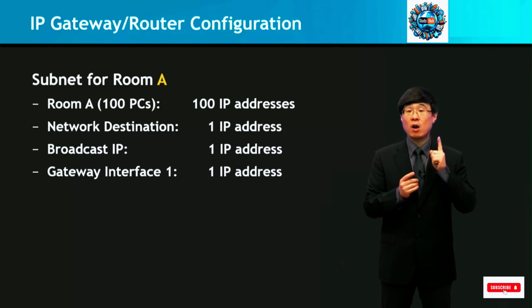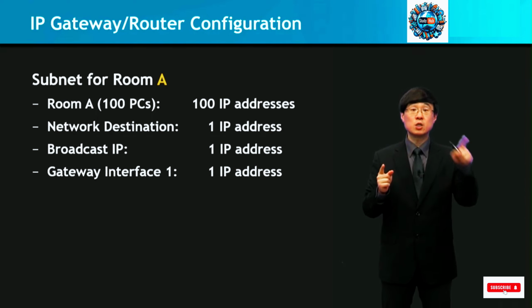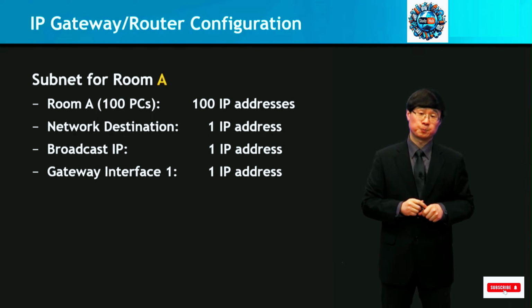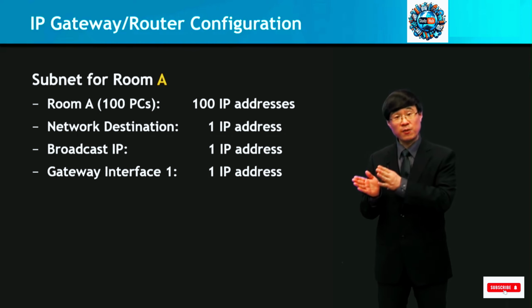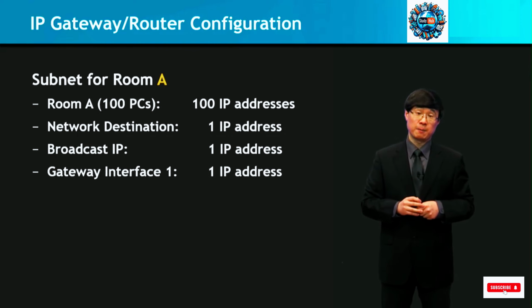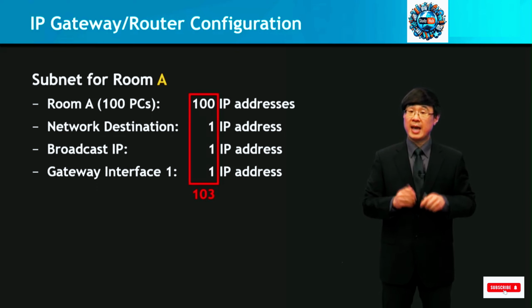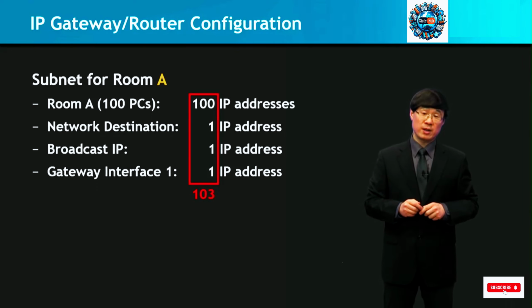In addition, I also need an IP address for the gateway's interface number 1, which this room is going to be connected to. Because it's an interface, it needs an IP address assignment. So these are the IP addresses that I need. Add them up together, there's 103.